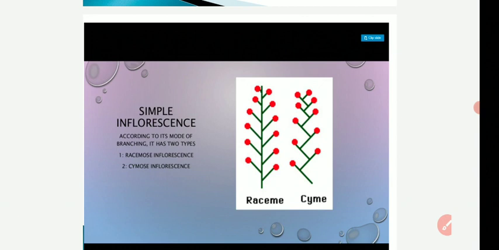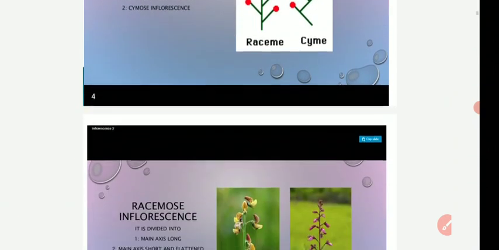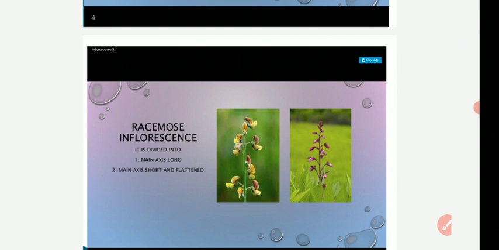Now let's discuss racemose inflorescence. It is also called indeterminate inflorescence because the growth of the peduncle, that is the main axis on which flowers are arranged, is indefinite and never terminates in a flower. The flowers are arranged in acropetal succession, that is the oldest flower at the base while the youngest flower at the apex of the peduncle. For example, which is found in Brassica, that is mustard. The mode of opening of flowers is also centripetal.